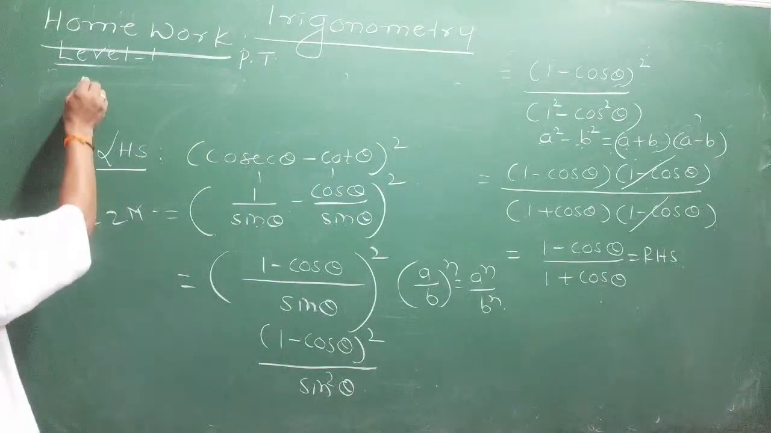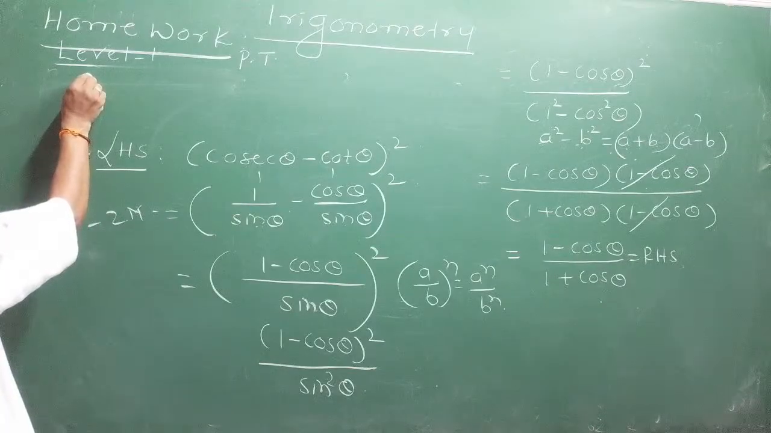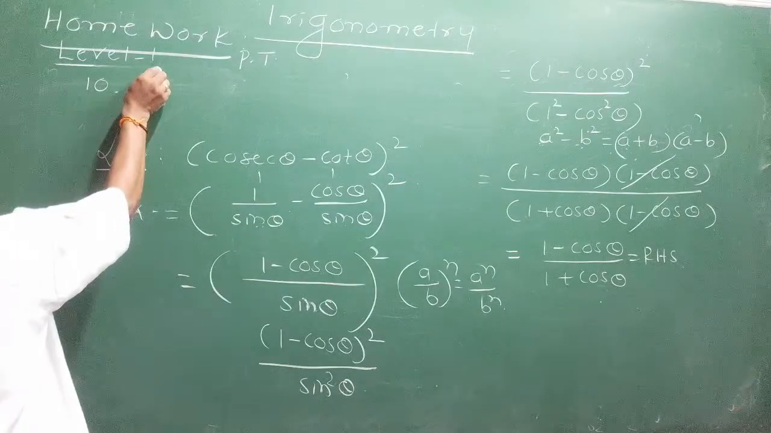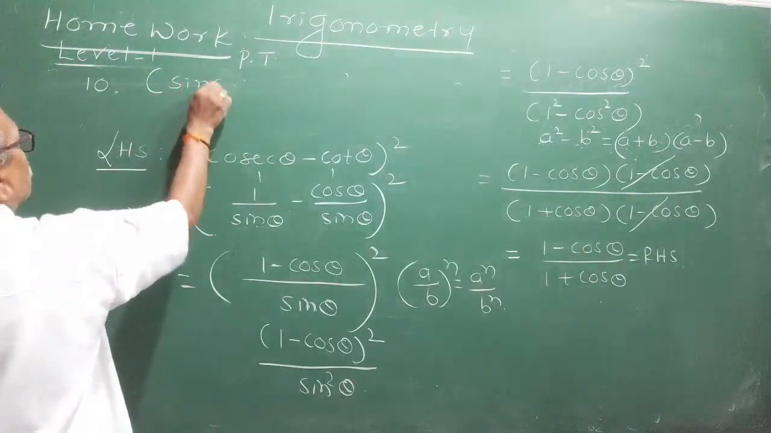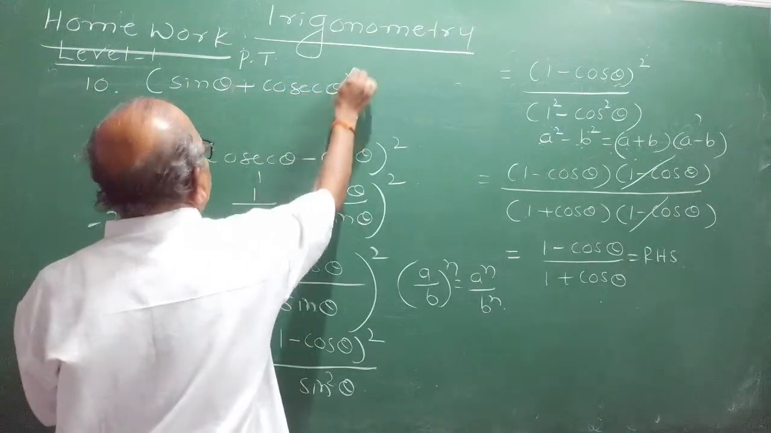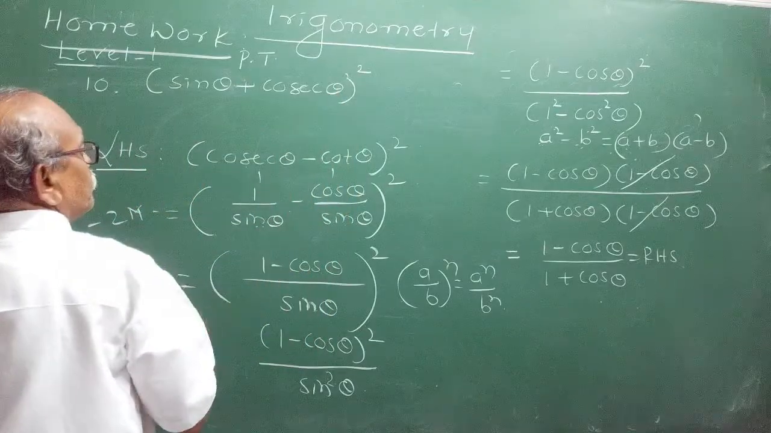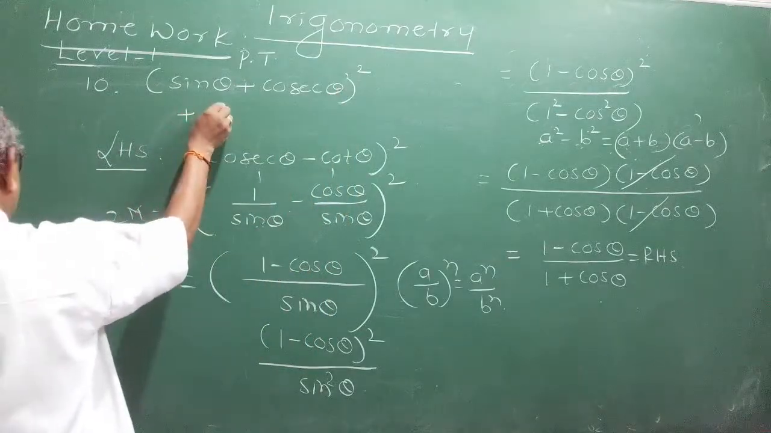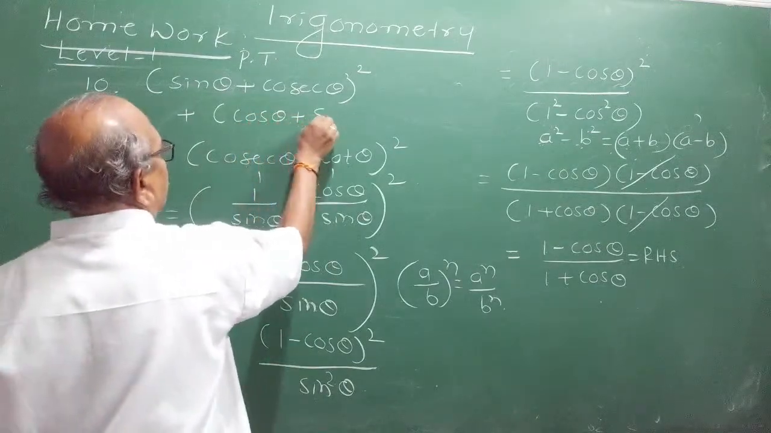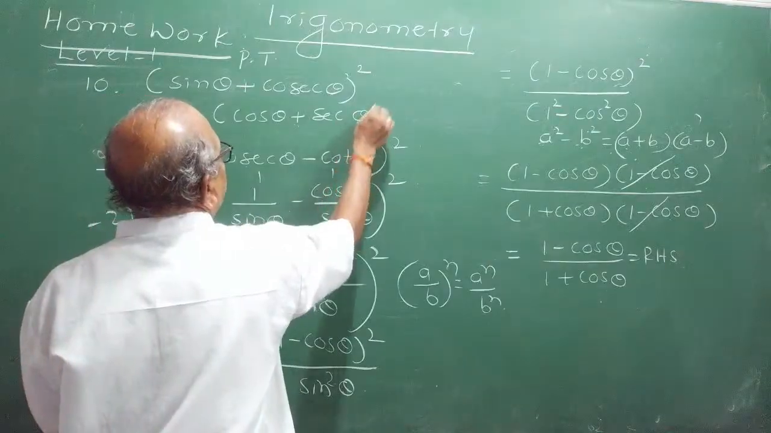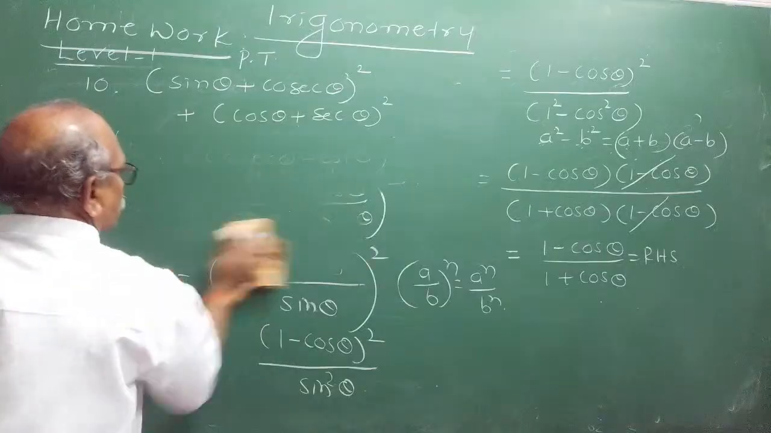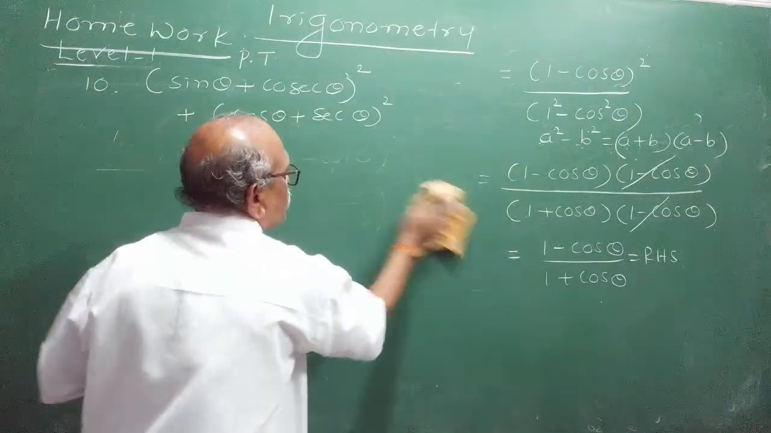Next question. I don't remember whether the question number is 10 or 11. I don't know, you check it. This problem most commonly appears in the exam every now and then. (Sin theta plus cosec theta) whole square plus (cos theta plus sec theta) whole square is equal to, let me write the problem.